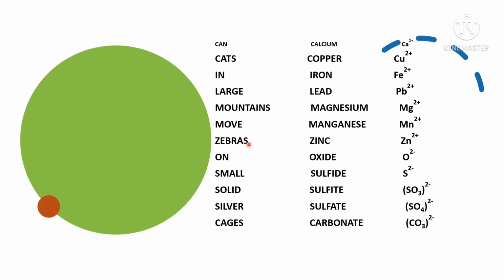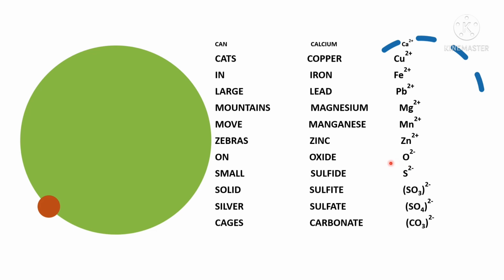The next word is zebras. It begins with the letter Z, representing the element zinc, whose symbol is Zn2 plus. The next word is on. It begins with the letter O, representing oxide, whose symbol is O2 minus. The next word is small. It begins with the letter S, representing sulfide, whose symbol is S2 minus.